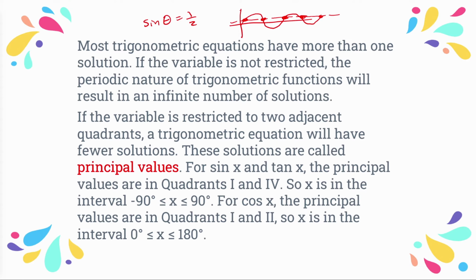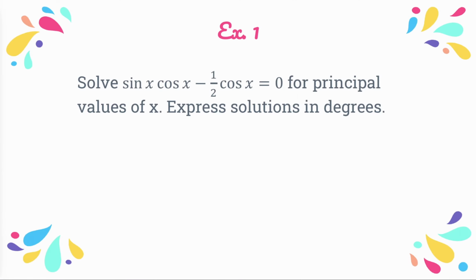If the variable is restricted to two adjacent quadrants, a trigonometric equation will have fewer solutions. These are called principal values. For sine and tangent, the principal values are in quadrant 1 and 4. In quadrant 4, that's negative 90 to 0, not 270 to 360. So for sine x and tan x, x is from negative 90 to positive 90. For cosine, the principal values are in quadrants 1 and 2, from 0 to 180, and convert to radians as necessary.